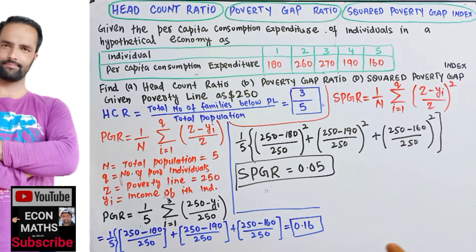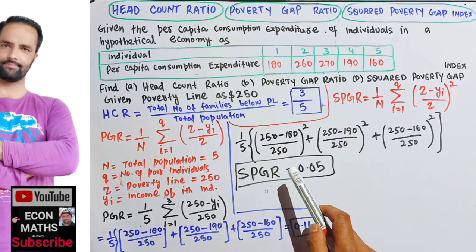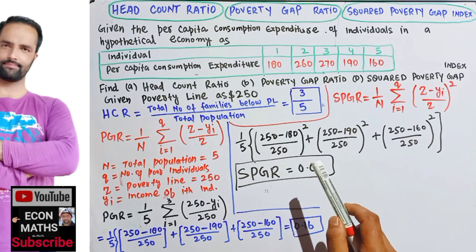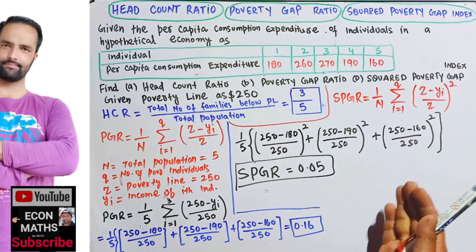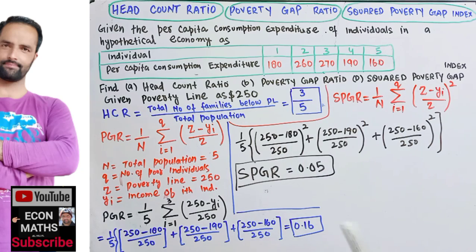So the light has gone temporarily. So let me explain it again. This SPGR gives us an indication of inequality among the population living below the poverty line.